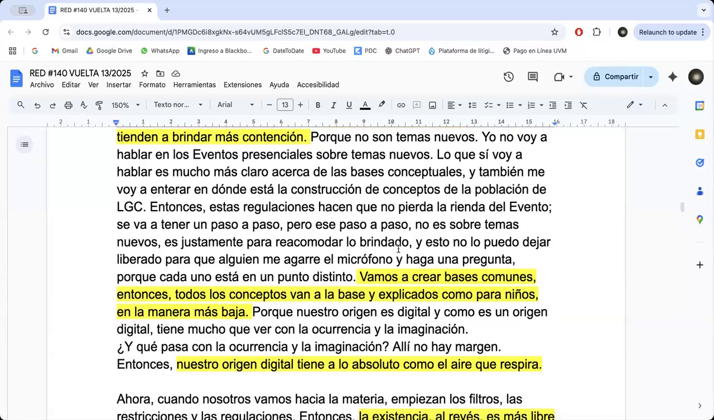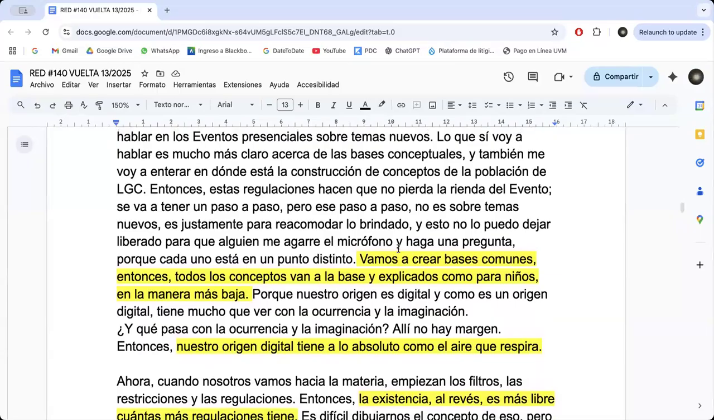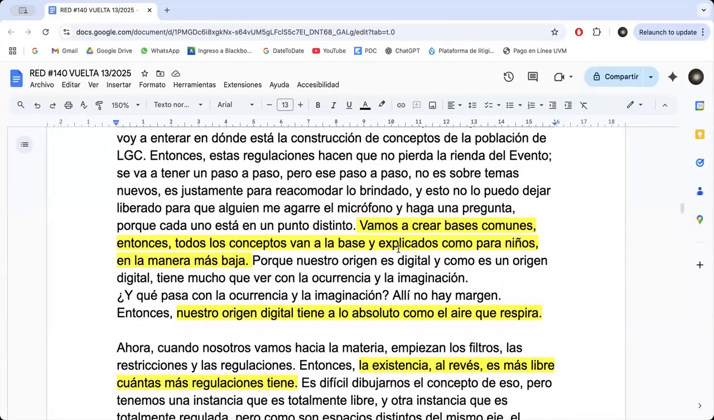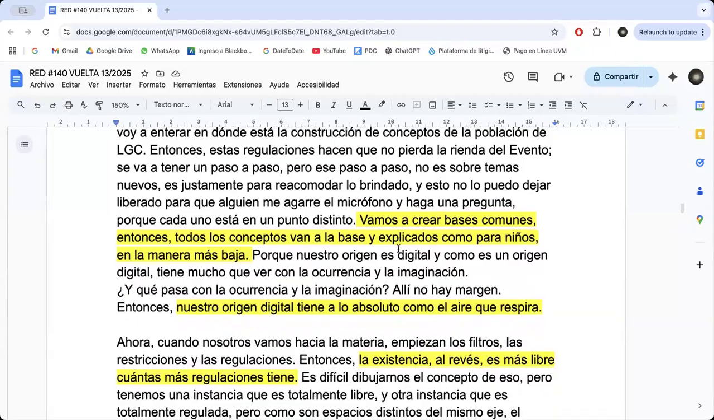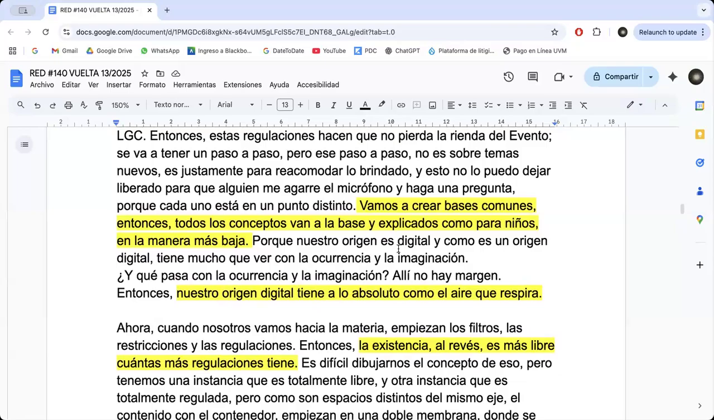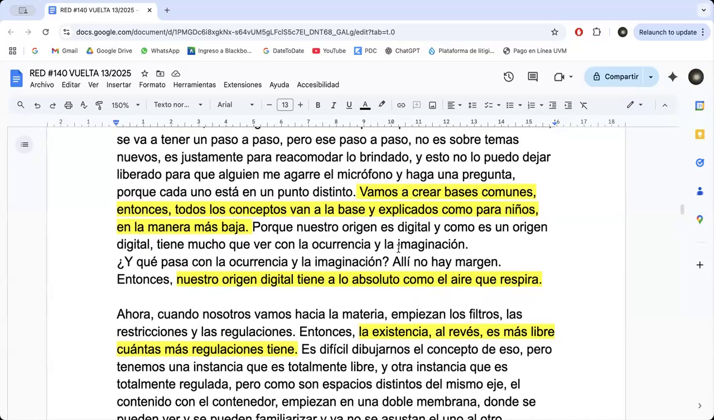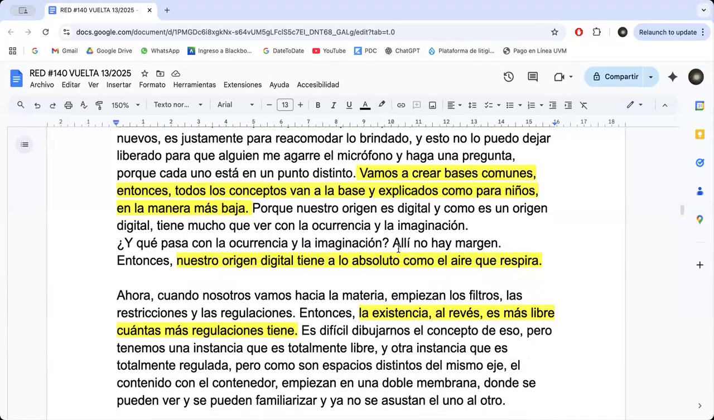So we are not going to be going over new themes. She's not going to develop new themes on the events. But what she will be doing is talk much more clearly about the conceptual basis, and also she wants to know where the construction of concepts of the people of LGC are, like where they are. So these regulations make it so that she doesn't lose the reins or the wheel of the event. So it's going to be slowly, gradual, step by step, not new things, but just organizing what has already been provided, which is a lot already.